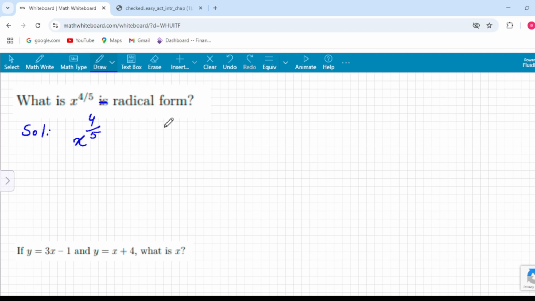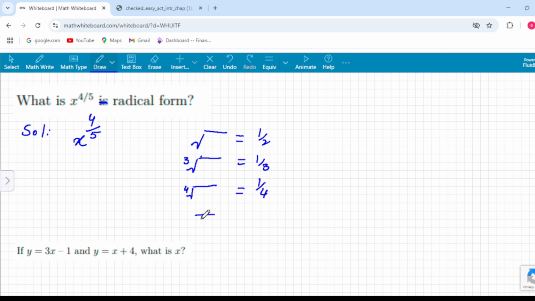So first thing we should know is that in radical form there may be many types of roots. For example, this is square root. If we write here the index 3, it will become cube root. Square root is equivalent to power 1 by 2. Cube root is equivalent to power 1 by 3. Similarly, if there is index 4, then it will be equivalent to power 1 by 4.